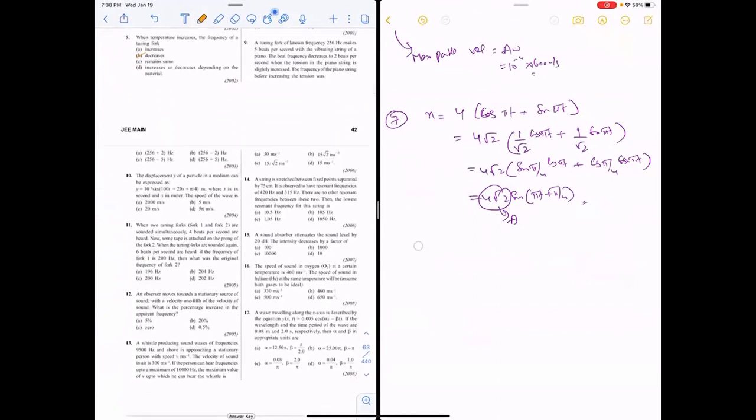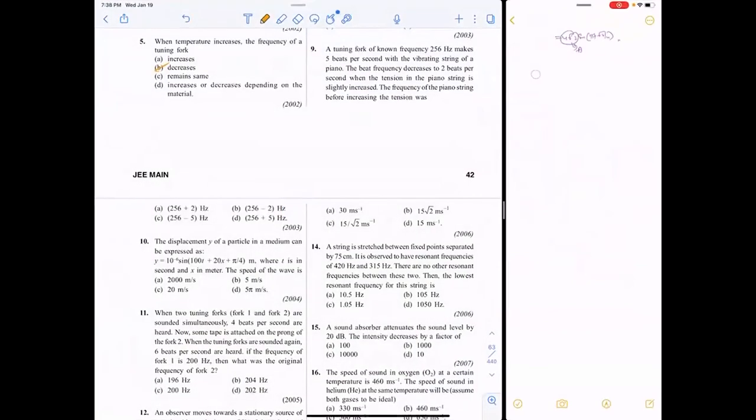Tenth one, now you can do it easily. What is the tenth one? The displacement of a particle in a medium is given as sine (100t plus 20x plus pi by 4). The speed of the wave is omega by k. What is omega? 100. K is how much? 20. So 5. The 10th one, 5. Easy now.